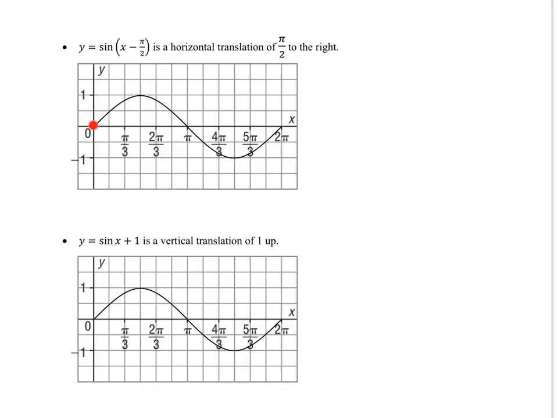So this point is going to move to the right half a pi. This point will move to the right half a pi as well. So we'll have this point here. The next 0 will be here. And then the next 0 is off the grid. This maximum point moves pi by 2 units to the right, and so there's where my maximum will be. And my minimum similarly will move to the right. So that gives me part of the graph.